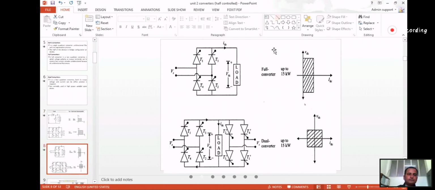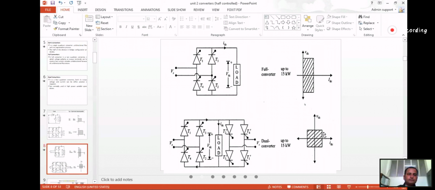This is a full converter where two quadrants are used in this case. It is used up to 15 kilowatt. This is a full bridge converter where 4 SCRs are used. If you remember a similar diagram from the last class, we saw a single phase full bridge rectifier where 4 diodes are used.